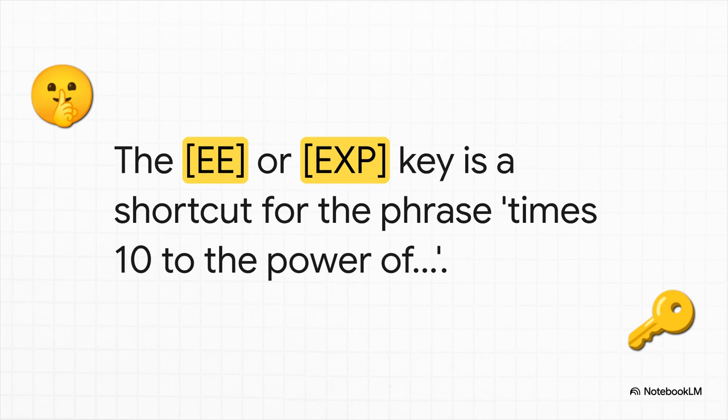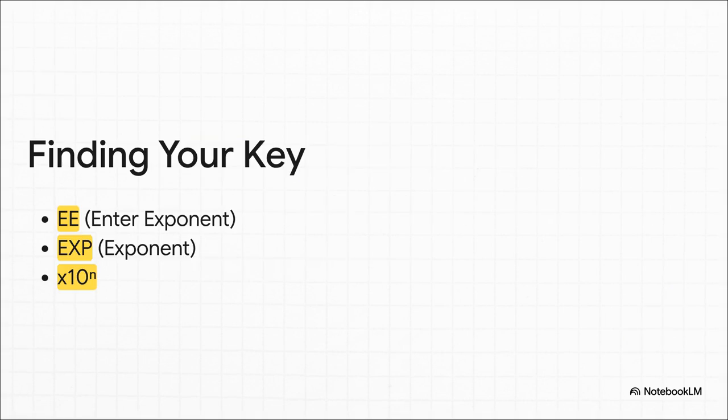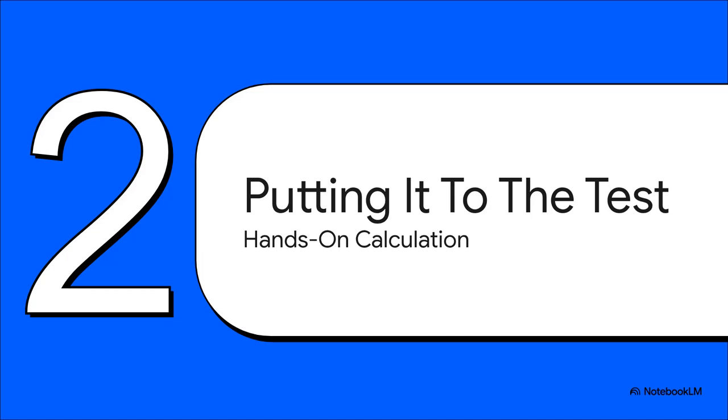Okay, here's the whole secret, really. Whenever you see that EE or EXP key, I just want you to think of it as a little shortcut for the phrase times 10 to the power of. That's literally it. It's not a multiplication symbol by itself. It's one single command that means that entire phrase. All right, go ahead and grab your calculator and take a look. Now, depending on the brand, whether it's a Casio, a TI, whatever, it might look a little different. You're searching for either EE, which just stands for enter exponent, or EXP for exponent, or sometimes it's a button that literally has x10 to the power of n on it. Go on, take a sec and find yours. Okay, did you find it?